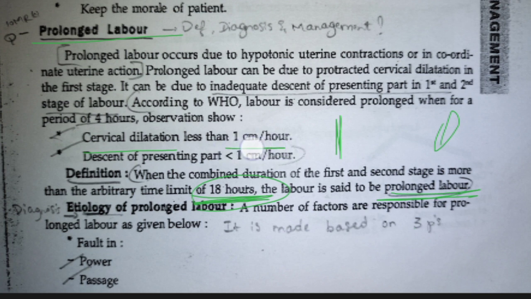Within 1 hour, at least it should open 1 centimeter. And next is descent. Throughout the delivery process, the baby will be moving out. The baby will be trying to come out. And while the baby is trying to come out, automatically the cervical dilation will occur, and the baby's head will start to be visible in the vaginal area. That also should be 1 centimeter. Based on this cervical dilation and descent, we will get to know whether the delivery is normal or prolonged labor.